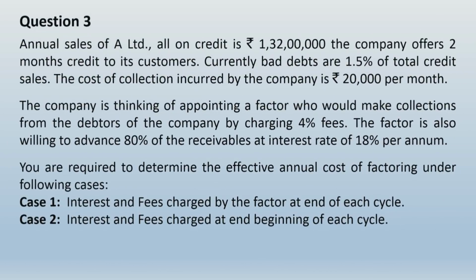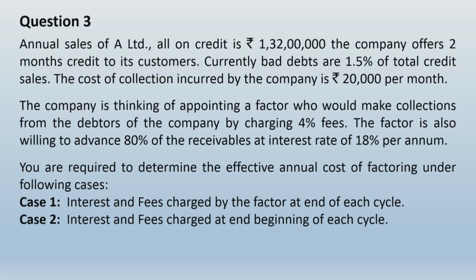Let us read what is given over here. Annual credit sales of A Limited, all on credit, is rupees 1 crore 32 lakhs. The company offers 2 months credit to its customers. Currently, bad debts are 1.5% of total credit sales. The cost of collection incurred by the company is rupees 20,000 per month. The company is thinking of appointing a factor who would make collections from the debtors of the company by charging 4% fees. The factor is also willing to advance 80% of the receivables at interest rate of 18% per annum.